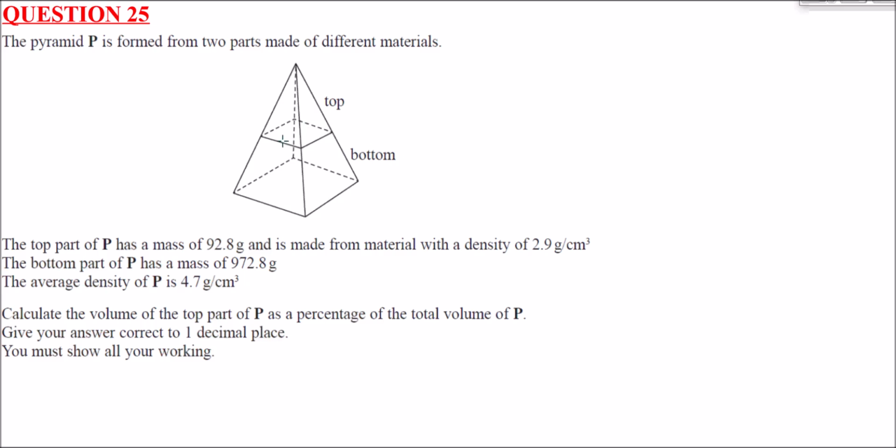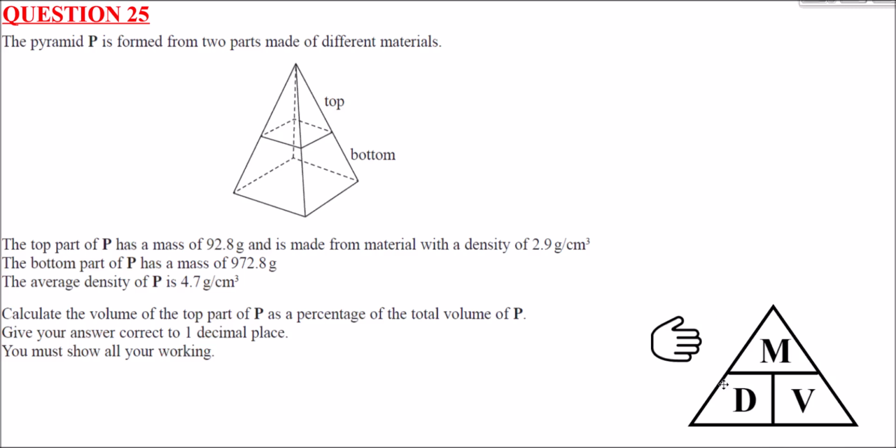So we're talking about three different things here. One thing is the top, one thing is the bottom, the third consideration is the whole pyramid, the top plus the bottom combined. You can also spot here, we're talking about density, so you can bet you're going to be needing this formula here. So density is mass divided by volume, which we can use a formula triangle for.